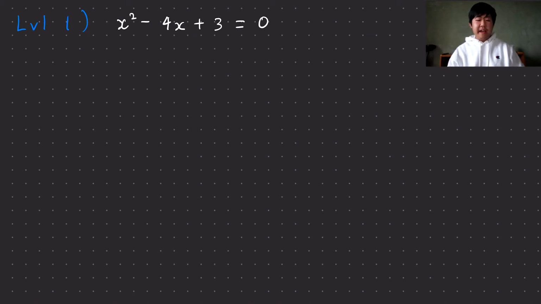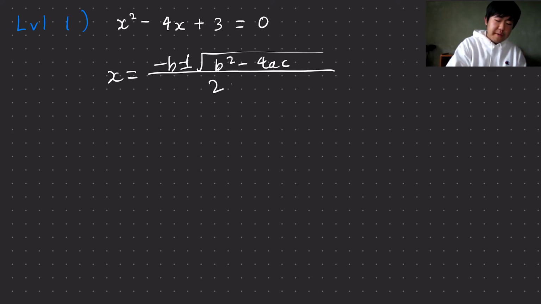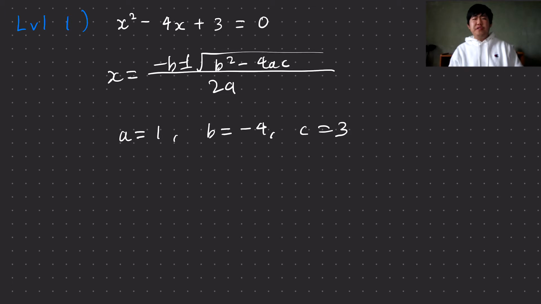Alright, so level 1 here is x squared minus 4x plus 3 equals 0. So first, let's write down the quadratic formula. x equals minus b plus minus root b squared minus 4ac over 2a. Now we need to identify what a, b, and c are. So here, a is 1, b is minus 4, and c equals 3. Now you don't have to write all this formula and a, b, c down, but I'm just doing it because I'm assuming that's your first time using the quadratic formula.